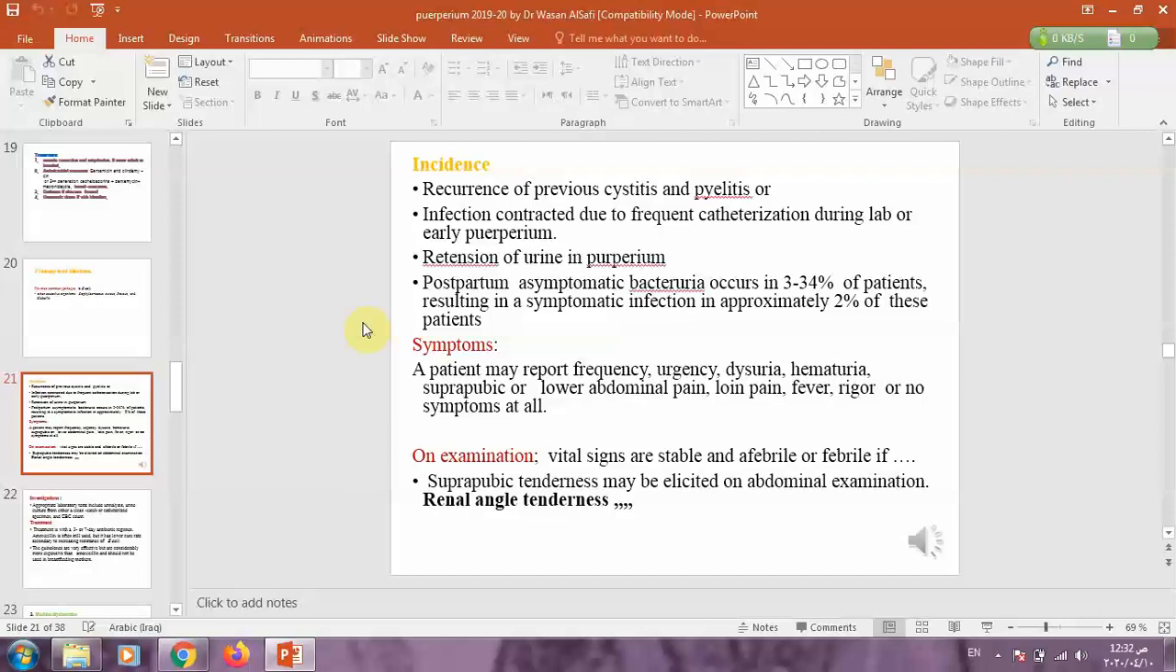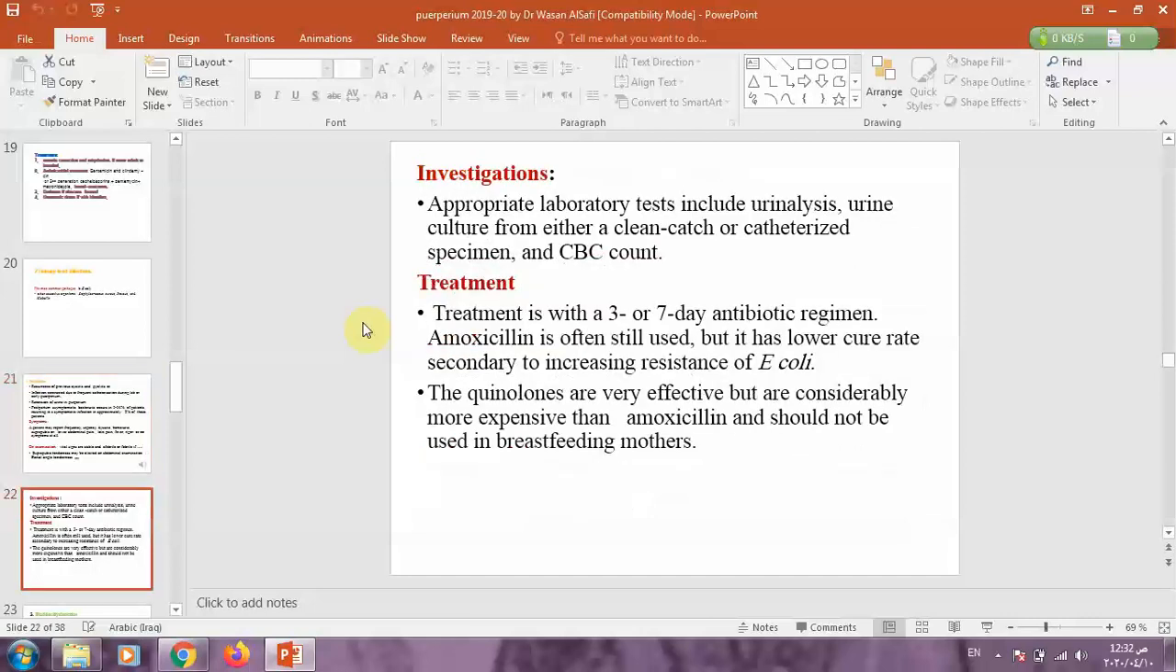On examination, the vital signs could be stable and afebrile, or if it is severe, we may have fever. That's to say, there is an increase in her temperature. She may have suprapubic tenderness and renal angle tenderness. If we have renal angle tenderness, this could be due to upper urinary tract infection.